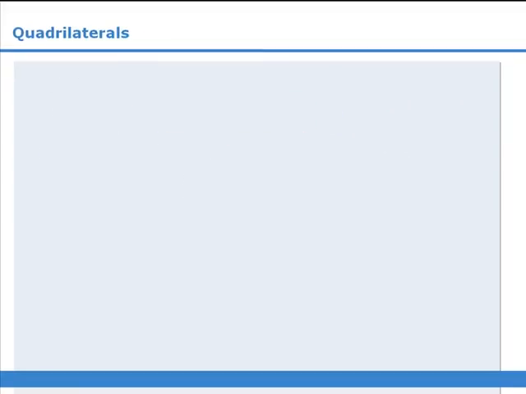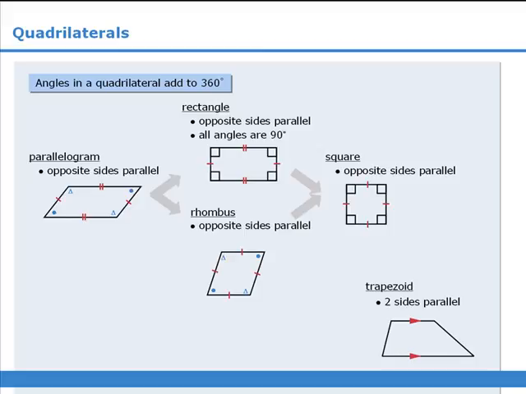Okay, to summarize. In this lesson, we learned that the 4 angles in a quadrilateral add to 360 degrees. We learned some properties of 5 types of quadrilateral. And we learned that we can use one formula to find the area of all 5 shapes.